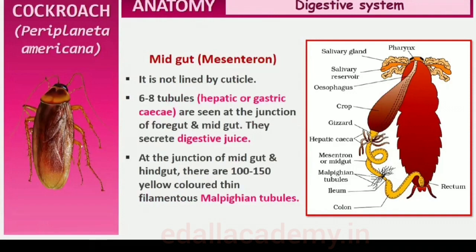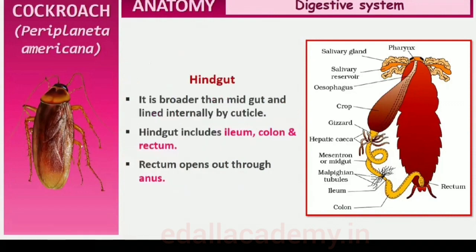which secrete digestive juice. At the junction of midgut and hindgut is another ring of 100-150 yellow-colored thin filamentous Malpighian tubules. They help in the removal of excretory products from the hemolymph. The hindgut is broader than the midgut and is differentiated into ileum, colon and rectum.